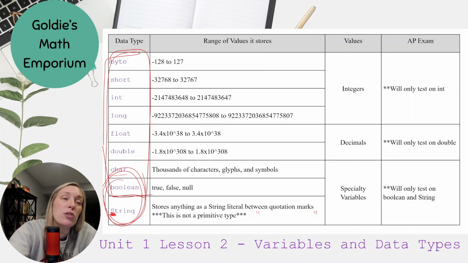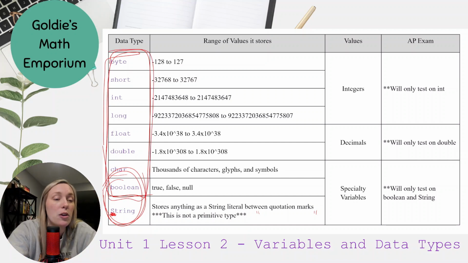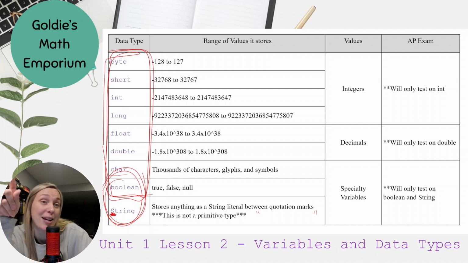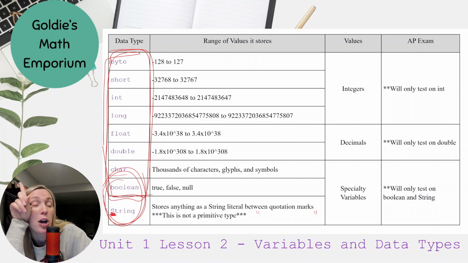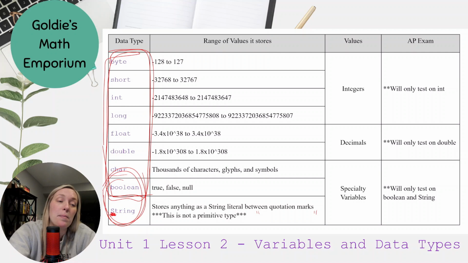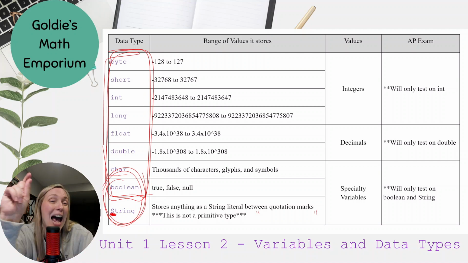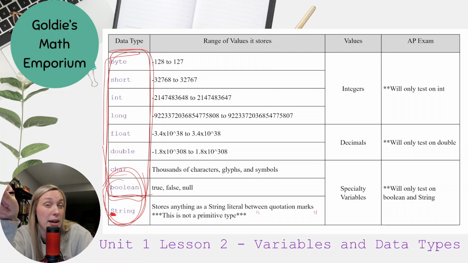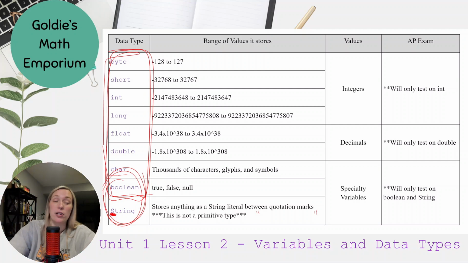The only difference is you notice all these primitive types start with a lowercase letter, whereas String starts with an uppercase S. So when we are declaring data types or creating variables, we want to be aware of that. String starts with a capital S, and it needs to start with a capital S, whereas all of the other data types start with a lowercase letter.